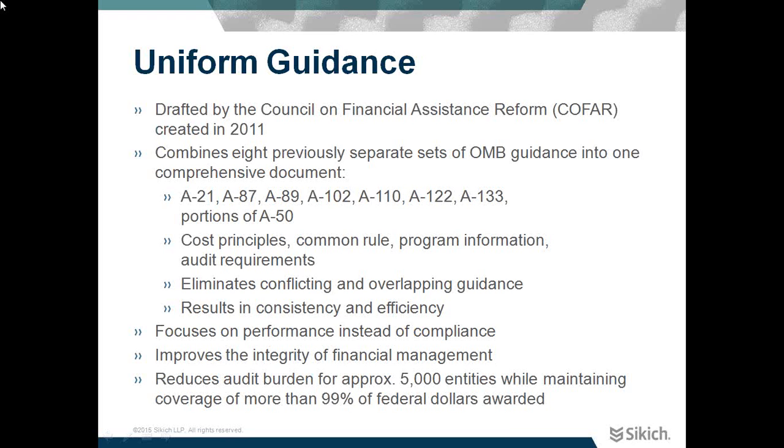When the threshold gets raised to $750,000 for years ending on or after December 31st of 2015, it's going to reduce the number of single audits by about 5,000, but the coverage the federal government will achieve will still be about 99%. What's interesting is that when the threshold changed from $300,000 to $500,000, it also eliminated about 5,000 entities. So this change from $500,000 to $750,000 will probably eliminate another 5,000, putting the number of single audits nationwide into the low 30,000s for the first time.